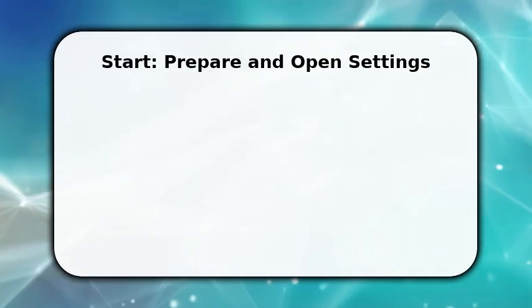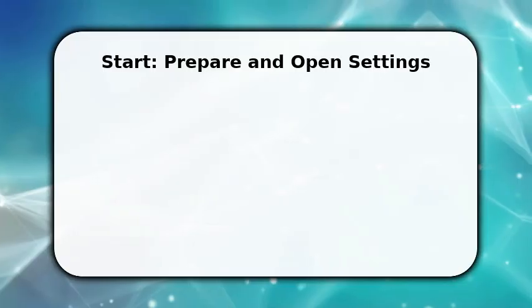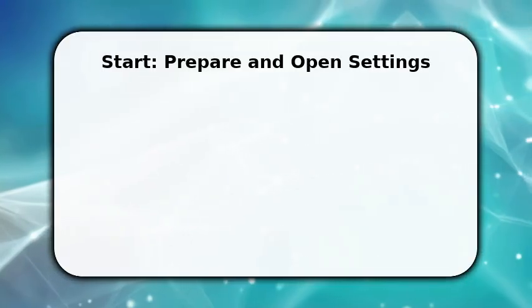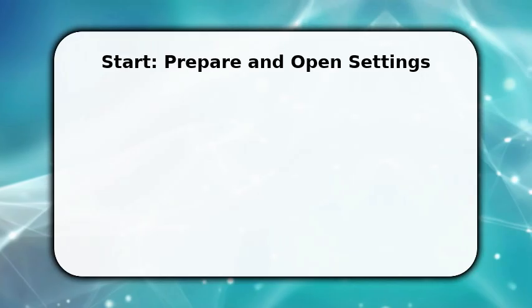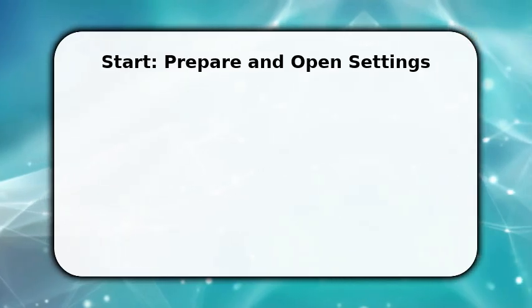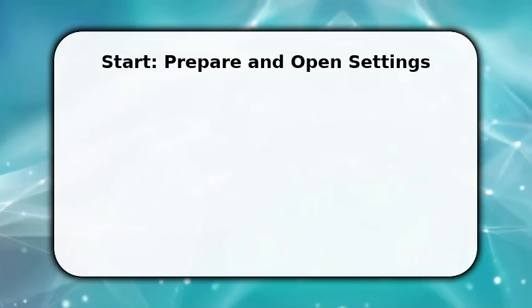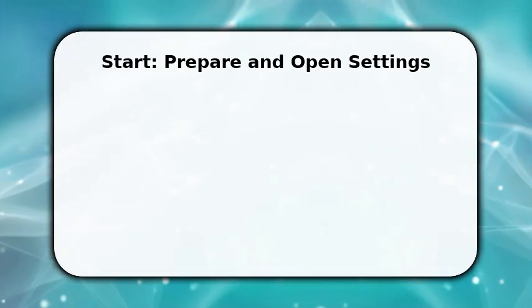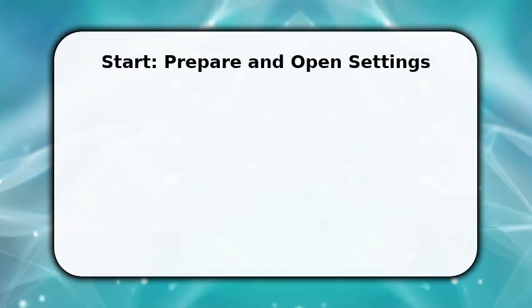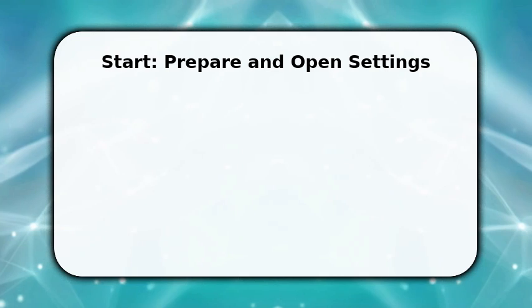Tap Settings now, and on iPhone, go straight to General. Once done, find Background App Refresh in that menu. If you're on Android, search Settings for Background Activity or Battery to locate per app background controls. This gets you to the right control panel quickly, so you can change behavior.